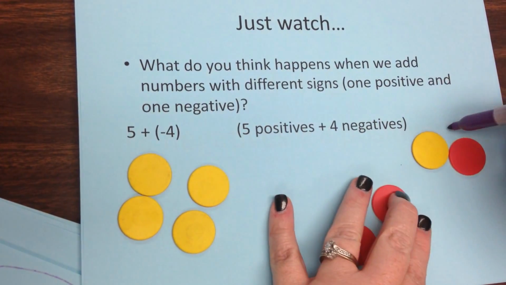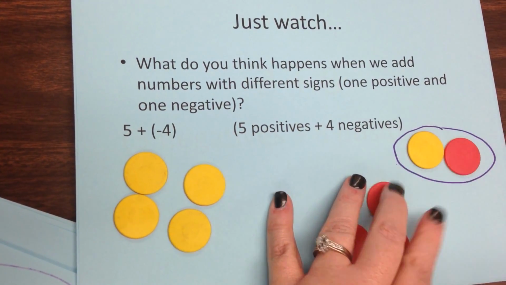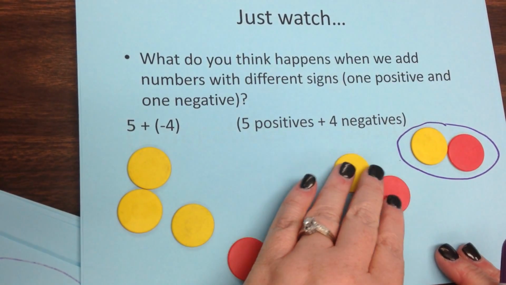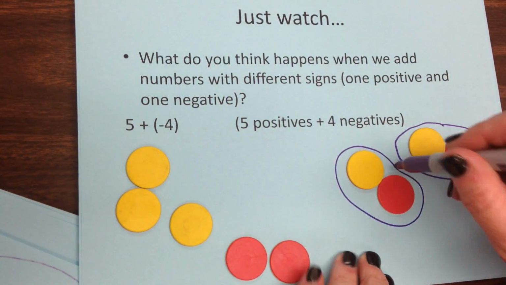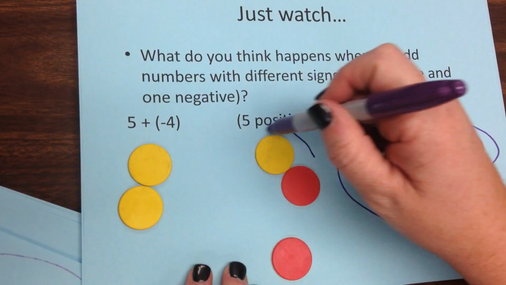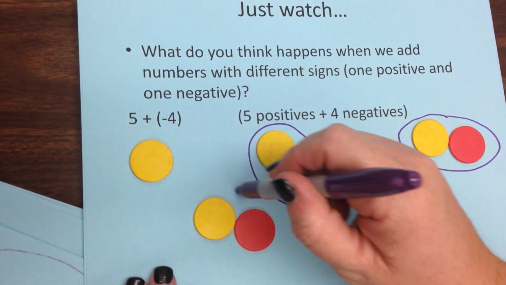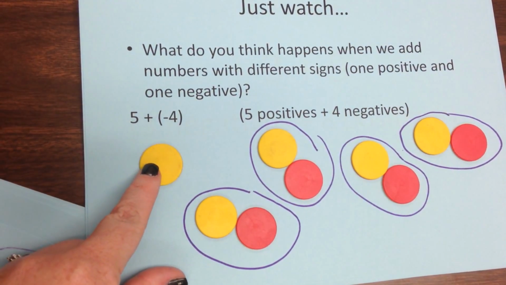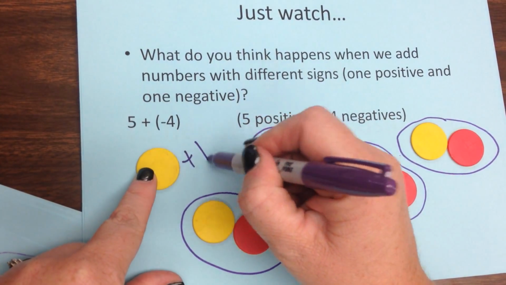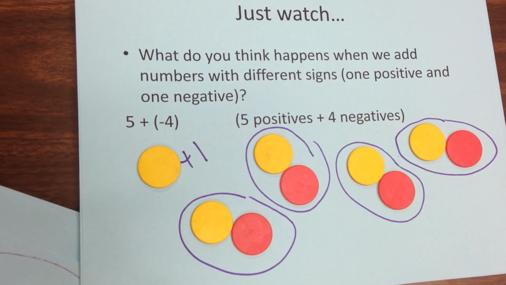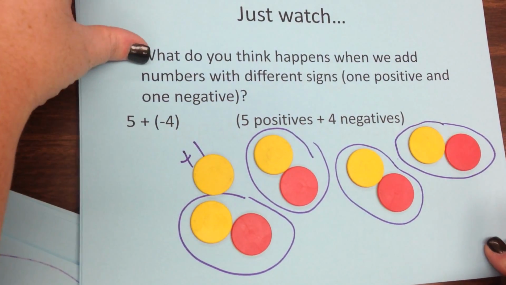Well, a 0 pair is when we group a positive integer with a negative integer and they have a value of 0. We learned about these a little bit in class today. I'm just grouping them so they can't get away. And all I have left is 1 positive integer.